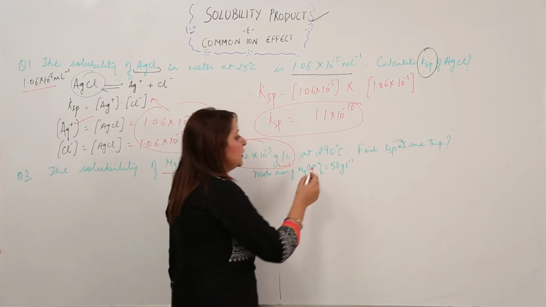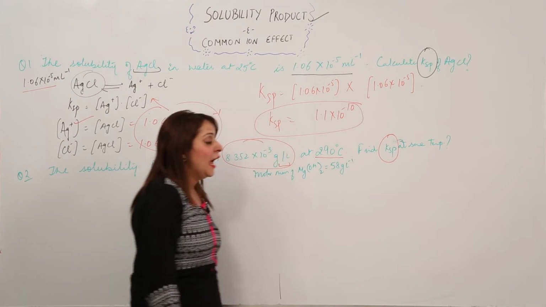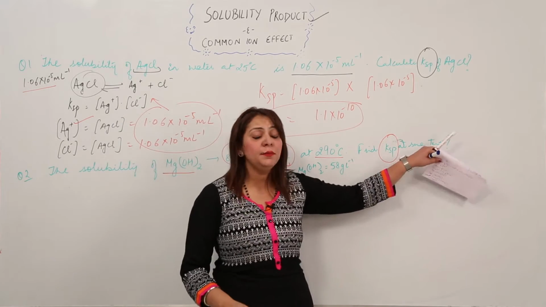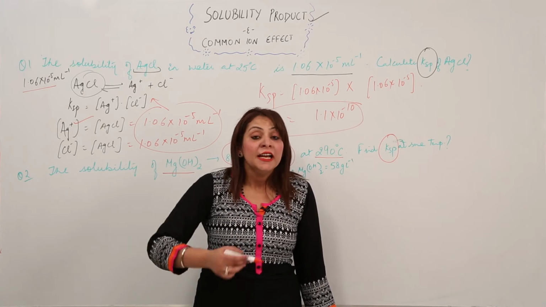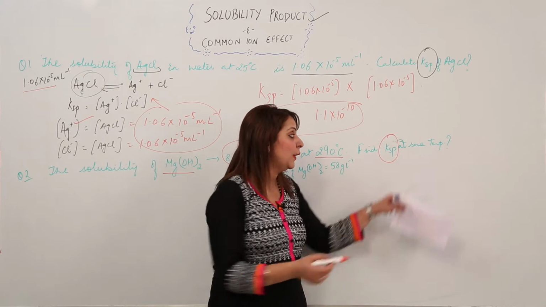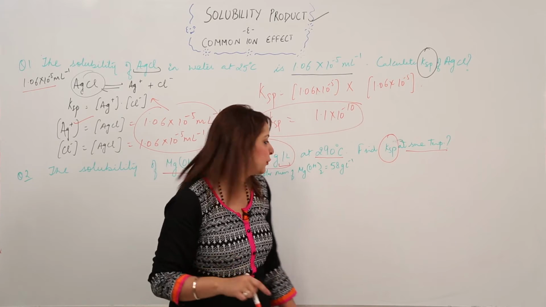The temperature is 290 degrees Celsius. Again, we have to find the KSP at the same temperature. Why is the same temperature given? Because we know that the value of KSP remains constant at the same temperature, right? It changes with a change in temperature. You need to remember that its value totally depends upon the temperature.